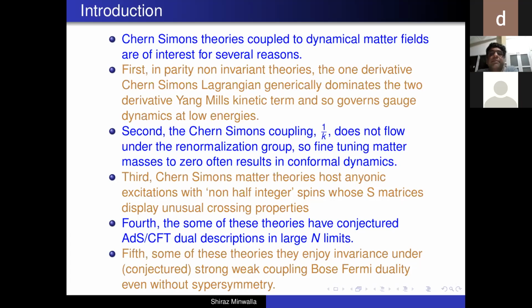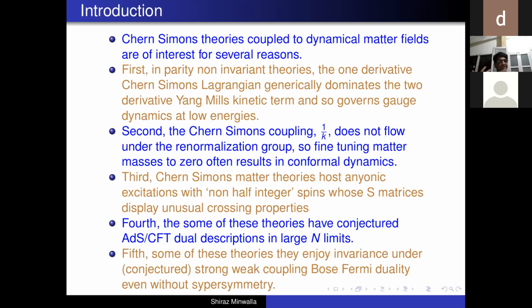Second, the Chern-Simons coupling, the analog of the Yang-Mills coupling in Yang-Mills theories, is the inverse of an integer. Because it's the inverse of an integer, it's a discrete quantity, and so cannot flow continuously under the renormalization group. Because of that, beta functions for the Chern-Simons kinetic term are always automatically zero.